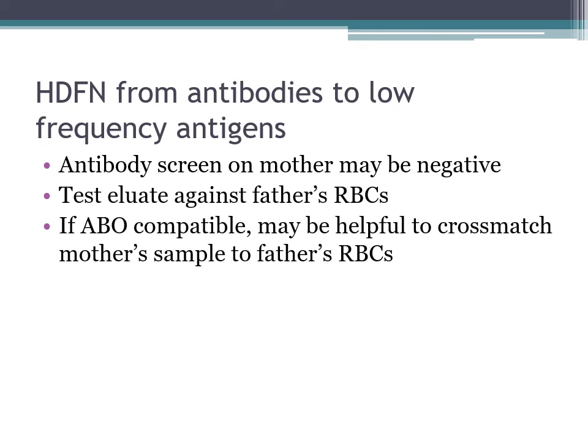You may have HDFN from antibodies to low frequency antigens. So we have to say, I've made an antibody to something that has a low antigen frequency. Because of that, the antibody screen on a mother may be negative, because we know that our antibody screen is only 3 cells, and if it's a low frequency antigen, all 3 of those cells are probably going to be negative for that antibody in question. So we can test the eluate against the father's RBCs. If it is ABO compatible, it may be helpful to cross-match the mother's sample to the father's RBCs to see if maybe the father was positive for a low frequency antigen and thus caused the antibody production.